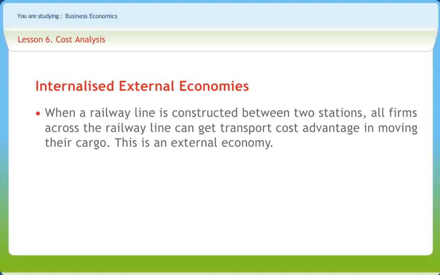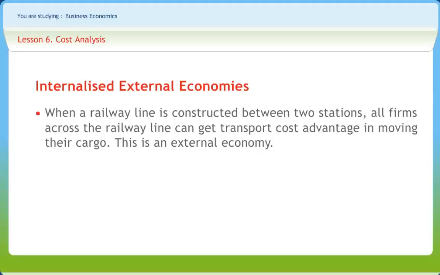When a railway line is constructed between two stations, all firms across the railway line get transport cost advantage in moving their cargo. This is an external economy. However, when this railway line is available due to public investment, a firm may undertake private investment to construct its own feeder line to get better advantage of public rail line.